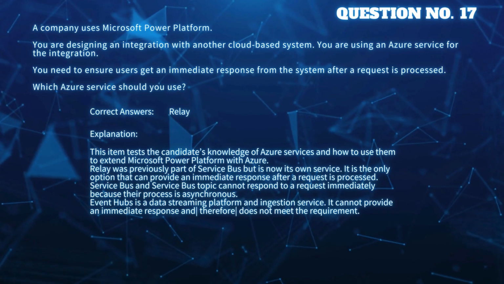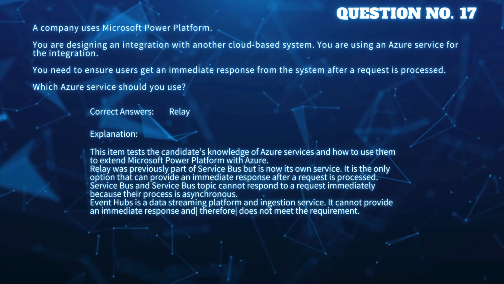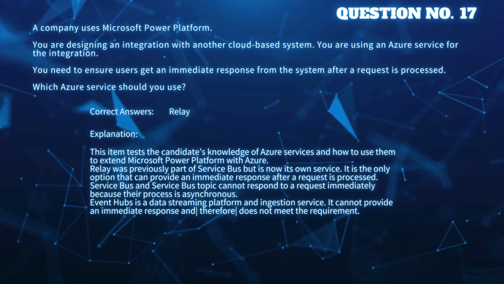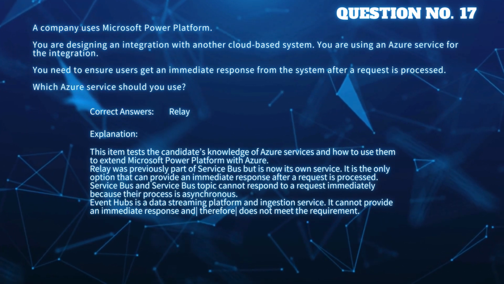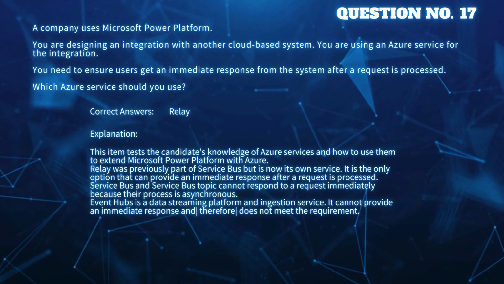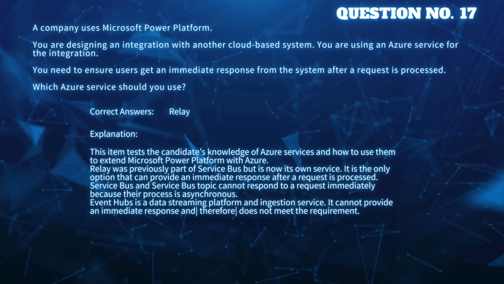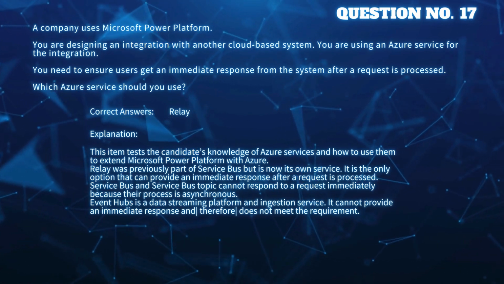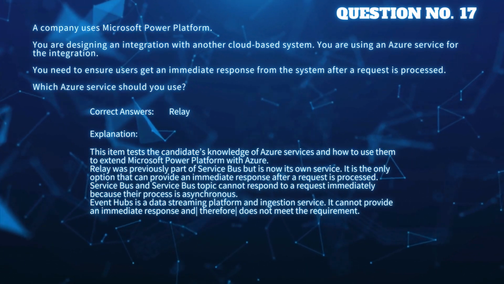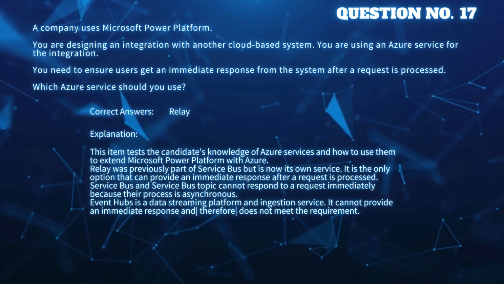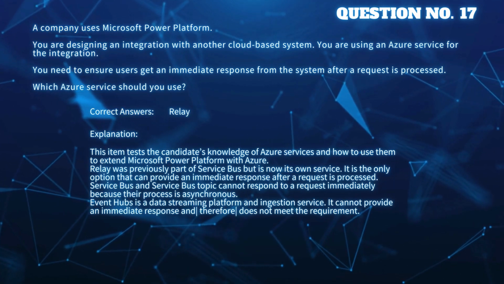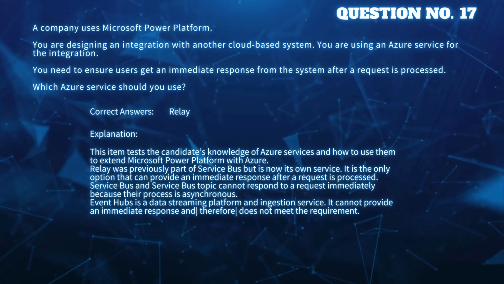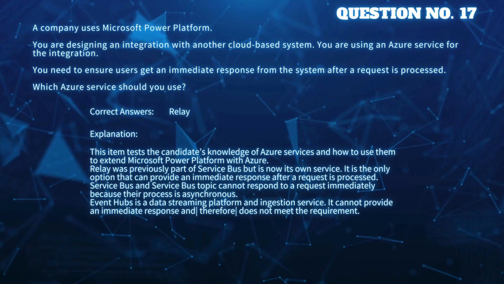Correct answers, Relay. Explanation, this item tests the candidate's knowledge of Azure services and how to use them to extend Microsoft Power Platform with Azure. Relay was previously part of Service Bus but is now its own service. It is the only option that can provide an immediate response after a request is processed. Service Bus and Service Bus Topic cannot respond to a request immediately because their process is asynchronous. Event Hubs is a data streaming platform and ingestion service.